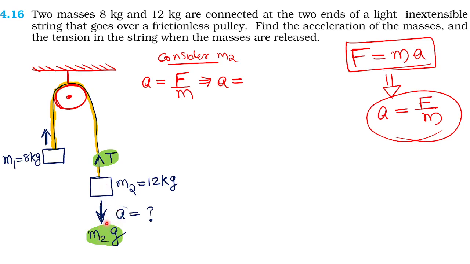The net force will be M2G minus T. If the forces are in opposite direction, the net force will be the difference: the larger force minus the smaller force. M2G is stronger. That is why M2 is falling down. So M2G minus T is the net force experienced by M2, divided by mass. Mass of the body is M2. Okay, not finished yet.